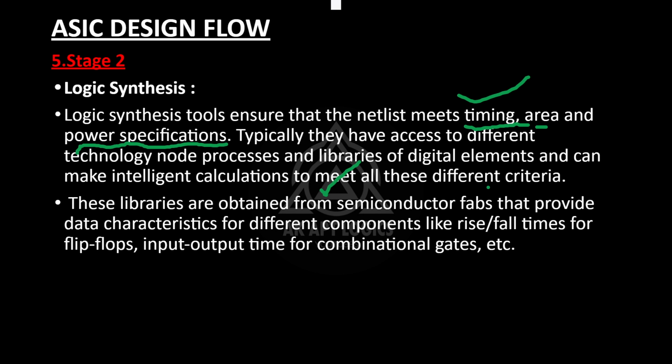That means these are given by the semiconductor fabs to the service-based or product-based companies, providing data characteristics for different companies like rise and fall times. It means they will provide what the rise time and fall time should be. Libraries provided by the semiconductor fabs will give the rise time and fall time for flip-flops, and input and output times for combinational gates, etc.